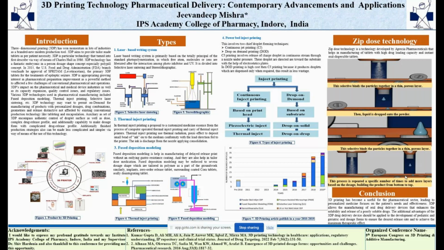Drop on demand printing is more costly than continuous jet printing because it produces droplets that are deposited only when required. This results in less waste. Continuous jet printing is based on heads of electric inject and thermal inject. Drop on demand is based on the substrate: drop on solid and drop on drop.